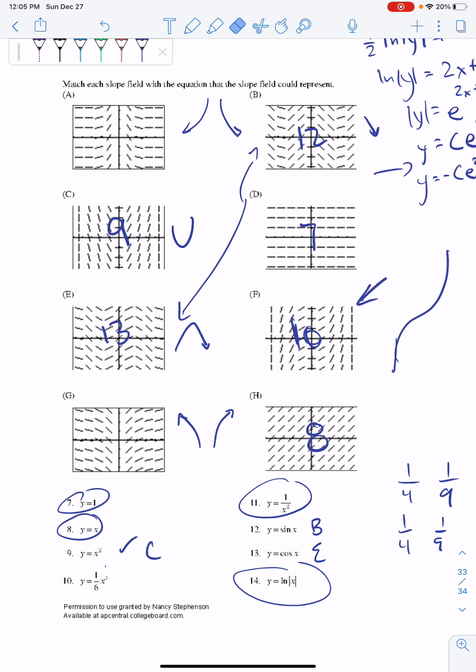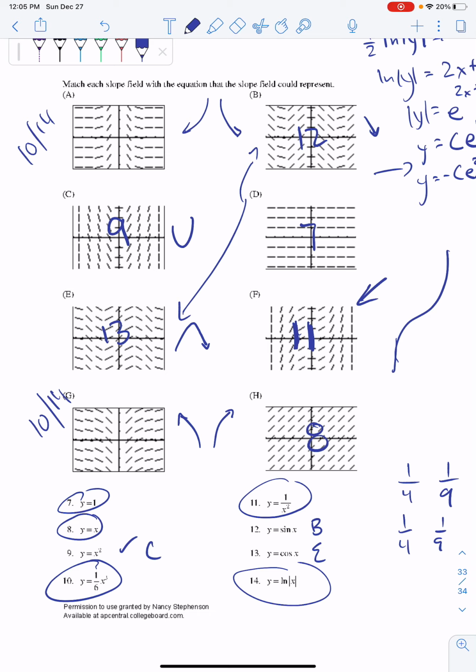Hey, we messed up. F is going to be our 1 over x squared. F is going to be our 11 because our slope always stays positive. This one right here, our slope does not, and neither does our natural log. So these two we're going to have to decide between 10 and 14, and this one as well, 10 and 14. And if you're not sure, you can keep plugging in numbers and seeing what happens.